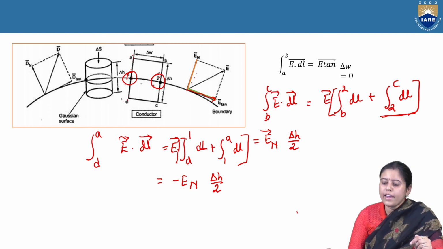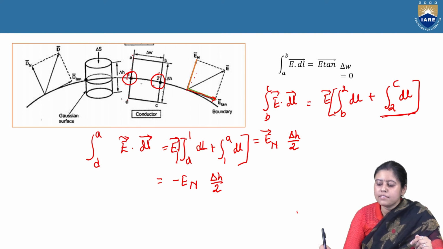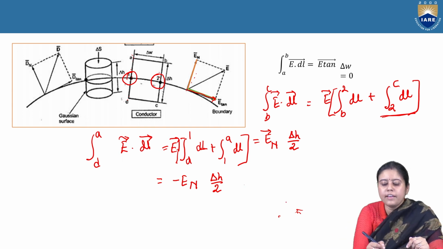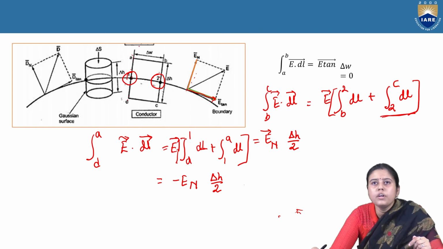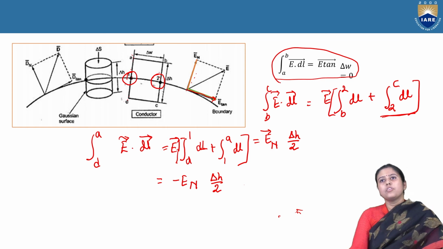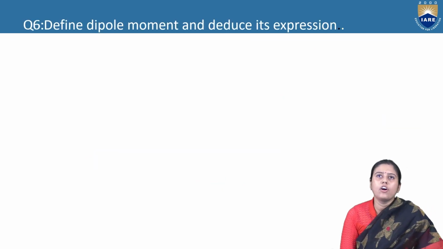So if we go to the previous slide, what is the total intensity? You can see this is En delta h by 2 and this is minus En delta h by 2. These two will cancel out, and what will happen? The E dot dl will be Et delta W. So this is the boundary condition.